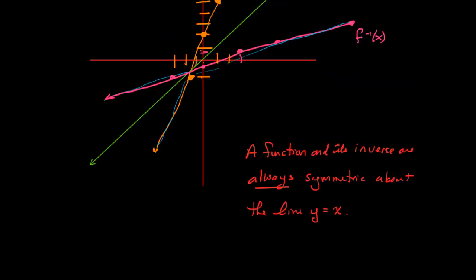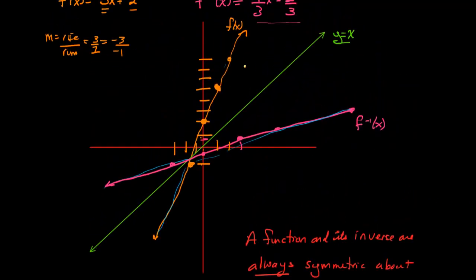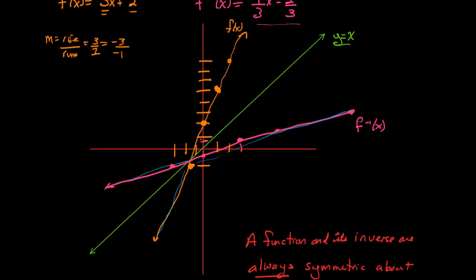So hopefully you can see some symmetry. And go ahead and take out your graphing calculator to show how this works. You can graph all three of the lines: y equals x, the function 3x plus 2, and the inverse function 1/3 x minus 2/3. So hopefully you can do that graphically.